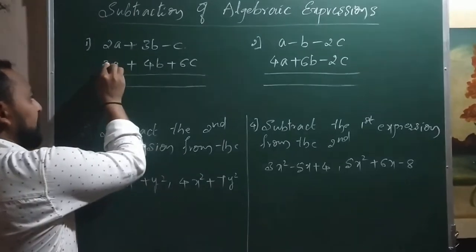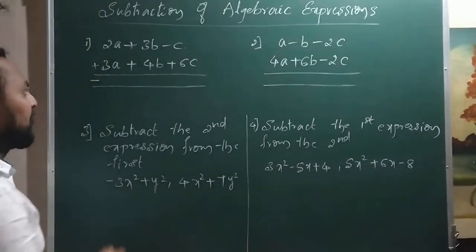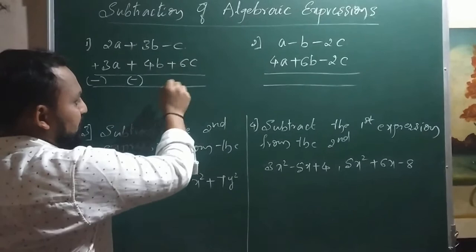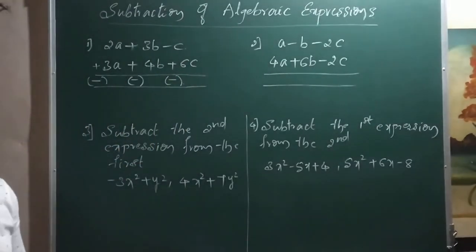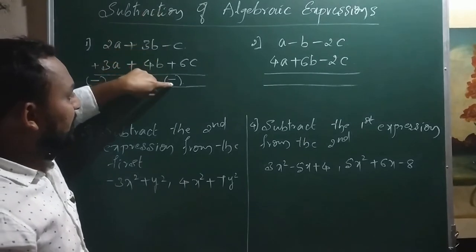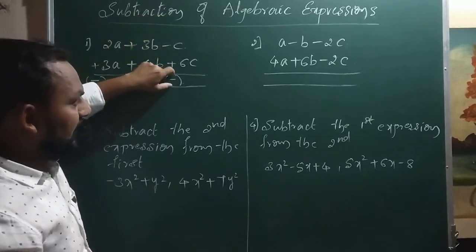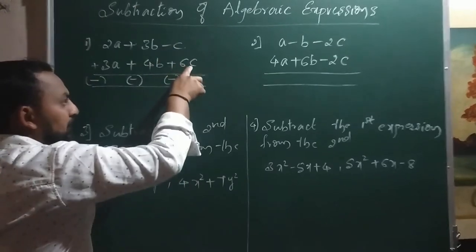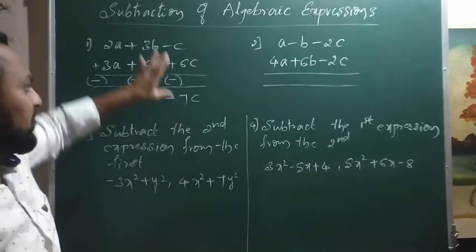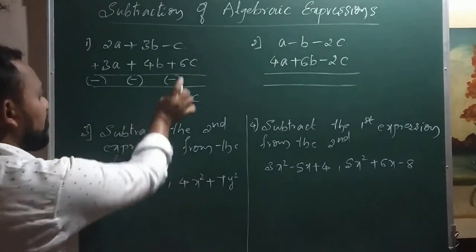Here the sign of 3a is positive, it changes into negative. The sign of 4b is positive, it changes into negative. The sign of 6c is positive, it changes into negative. Then subtract: minus c minus 6c, not plus 6c, so minus 7c. The sum of two negative integers is negative, minus 7c.